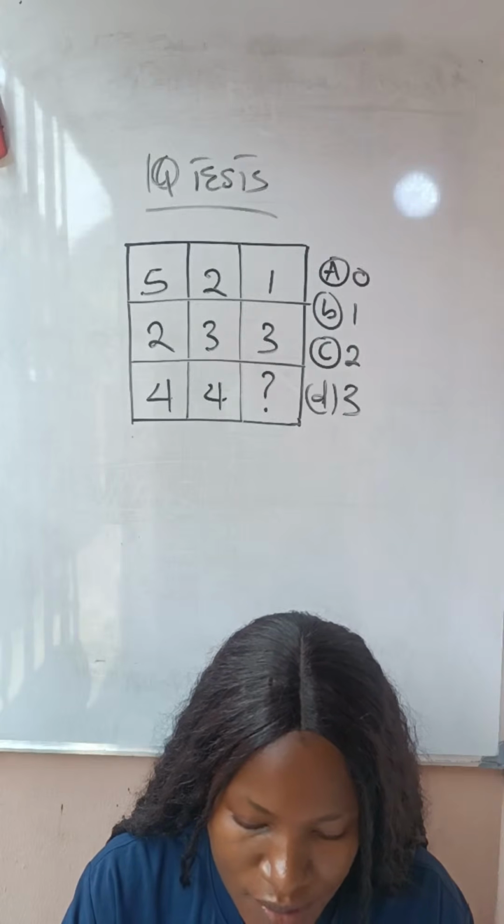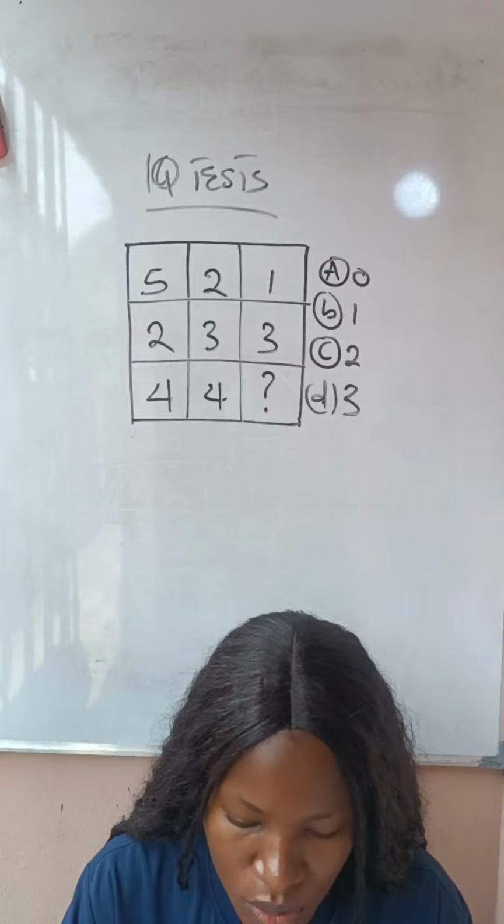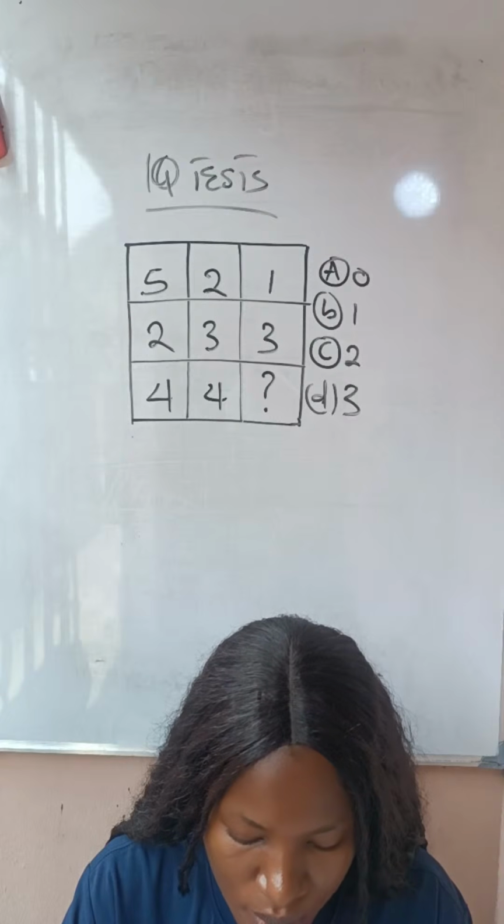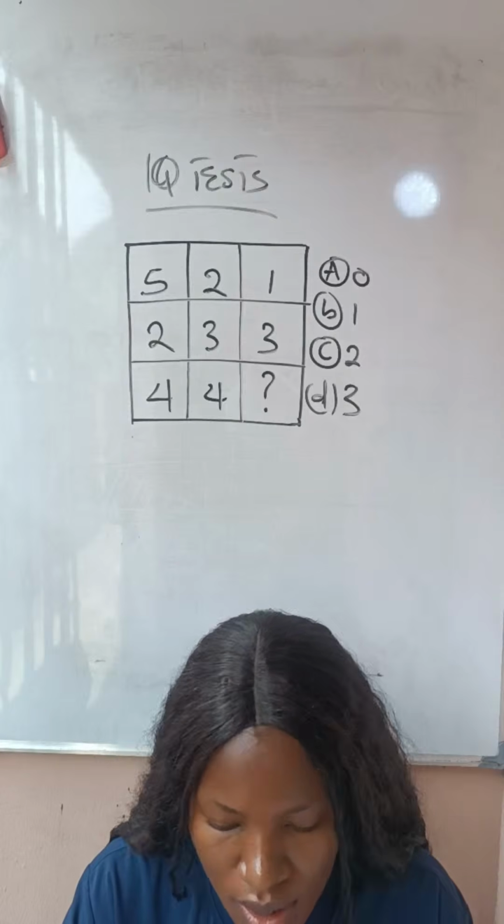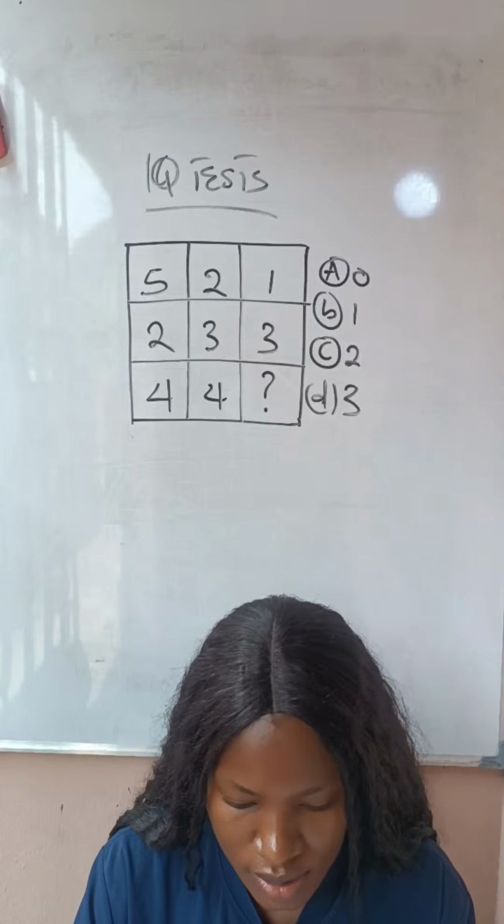Okay, someone says the answer is option A, which is 0. Second person is saying option A as well, which is 0.